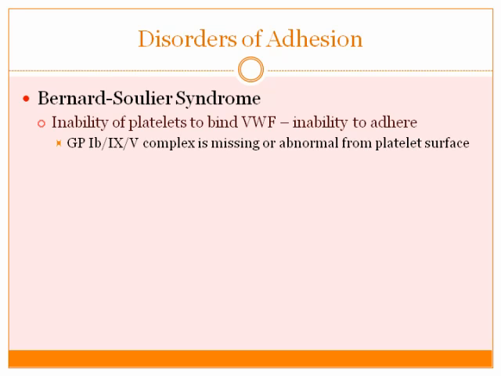Bernard-Soulier syndrome is an example of a disorder of adhesion. Within Bernard-Soulier, we have the inability of platelets to bind von Willebrand factor. As a result, they're not going to be able to adhere or stick together. Von Willebrand factor, one of its main functions is platelet adhesion. Well, if these platelets are missing this glycoprotein 1B95, they're not going to be able to bind that von Willebrand factor in order for the platelets to be able to adhere or stick together. So please remember that.